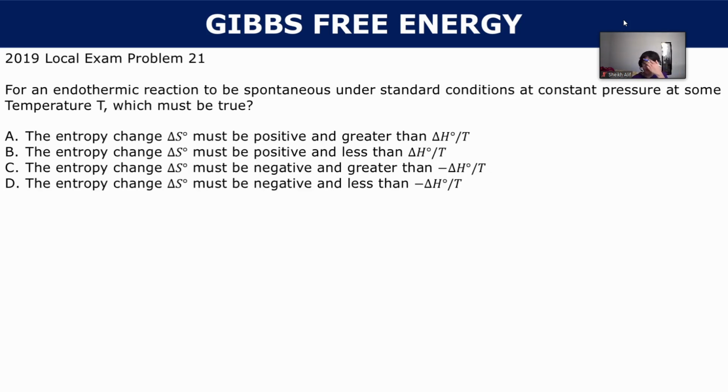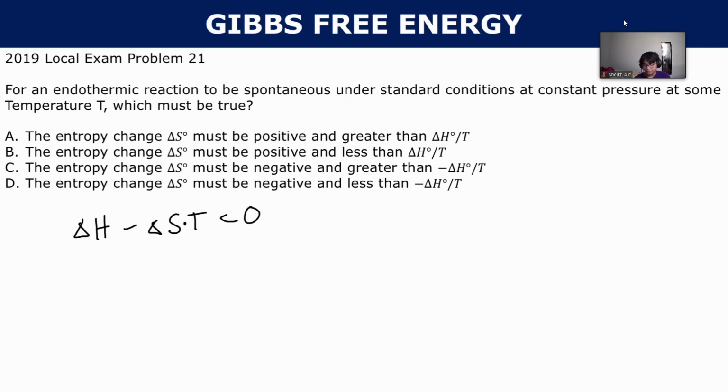For an endothermic reaction to be spontaneous under standard conditions at constant pressure at some temperature T, which must be true? Okay, so we know our equation is going to be something like this, right? ΔG = ΔH - TΔS. I think I switched up the order of the delta S and the T. And in order for that reaction to be spontaneous, that needs to be less than 0.